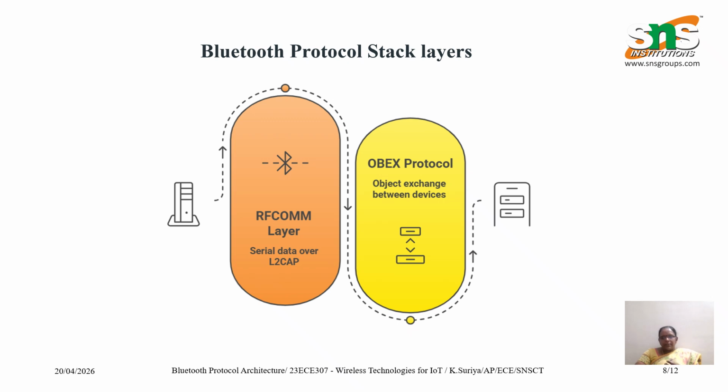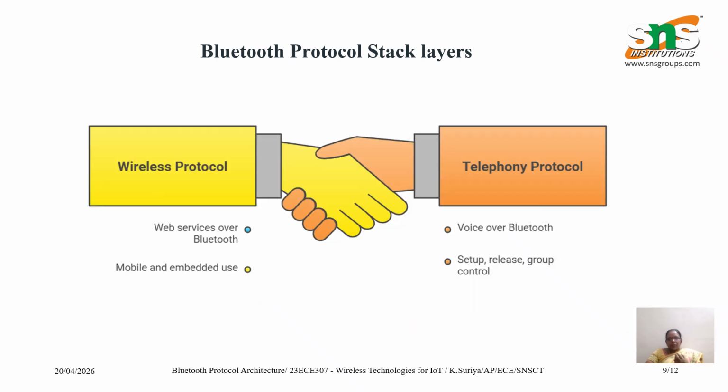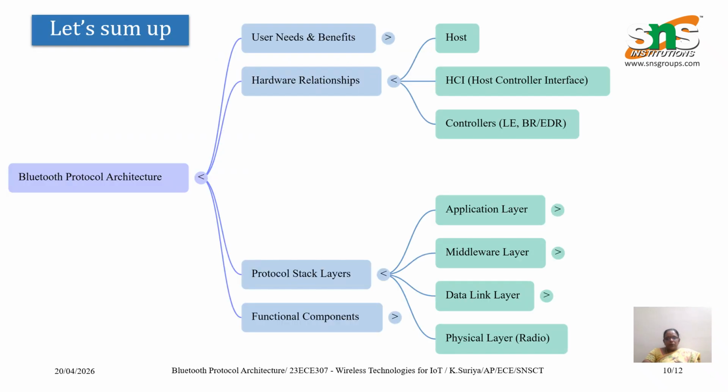And the wireless application protocol enables internet access and web-based services over Bluetooth and is used mainly in older mobile and embedded systems. And finally is the telephony control protocol, which provides telephony services over Bluetooth and supports call setup, call release, and group management. It is used primarily for voice gateway and cordless telephone applications.